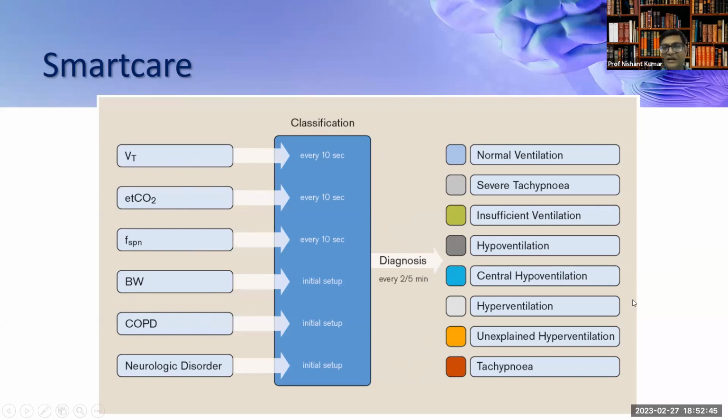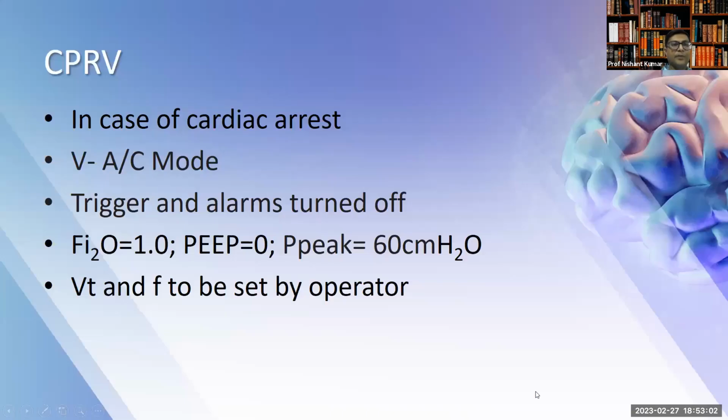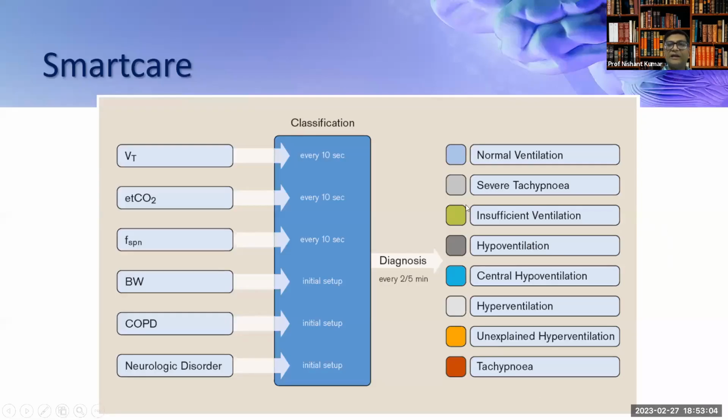These are the 8 diagnoses in which the SmartCare will keep your patient: normal ventilation, severe tachypnea, insufficient ventilation, hypoventilation, central hypoventilation, hyperventilation, unexplained hyperventilation, or tachypnea. So on the basis of that, it will either increase or decrease the pressure support.